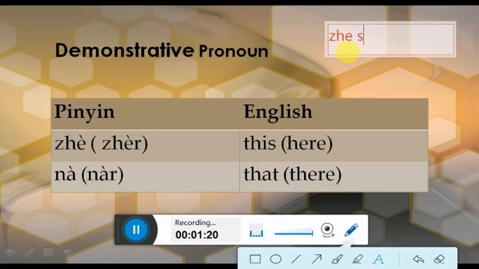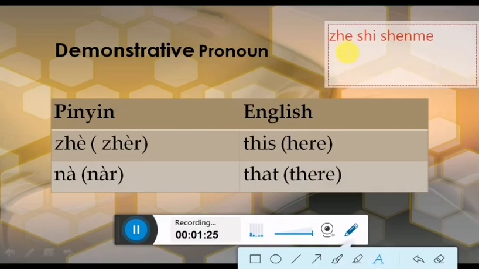这是什么？What is this? 这 means this, 是 means is, and 什么 means what. 这是什么 What is this?